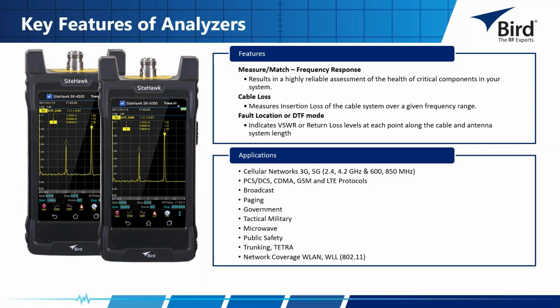It'll do a cable loss measurement, which measures the insertion loss of the cable system over a given frequency range. And then it will also do fault location or distance to fault mode, which indicates VSWR or return loss levels at each point along the cable and antenna system length. Some of the applications that this product gets used for are cellular networks, PCS, paging, tactical military, microwave, public safety, network coverage, and then there are several other applications it gets used for.